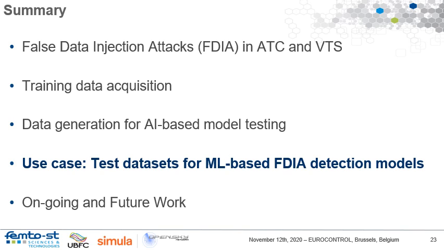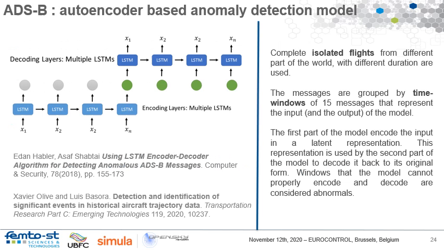Now for the use cases. We're going to be showing a little bit of the data sets and the ideas that we can use for the machine learning based FDI detection models. So for the ADS-B protocol, several works with autoencoder based anomaly detection models have been made.